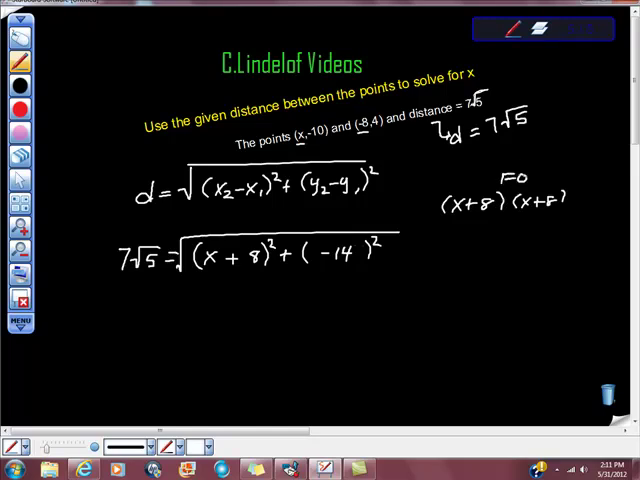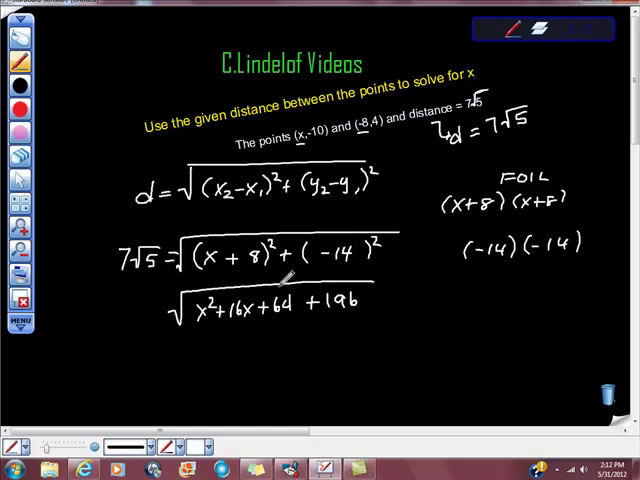So I'm going to do FOIL here. And the FOIL of this is x squared plus 16x plus 64. Is that right? And then -14 squared is -14 times -14, which I believe is positive 196, so plus 196. Got all that? Is equal to this. I'm just cleaning up my math as I go along. It's still equal to this distance.